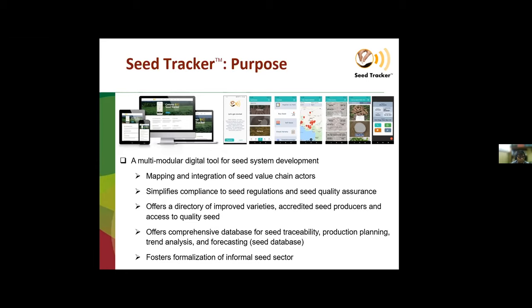Since all the data concerning seed is available in a single database, it provides ready information on seed production by class of seed, variety, geographic location, year of production, quantity of seed produced, and other essential information necessary for trend analysis and forecasting.